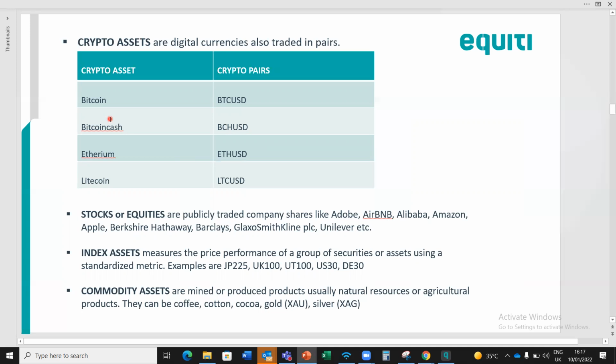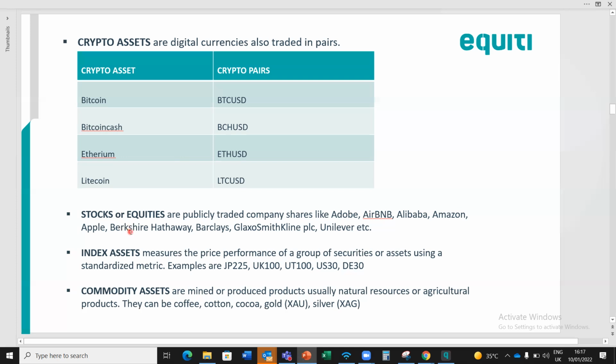But for now, these four major ones are available for everyone to spot opportunities and make the most of them. So we have Bitcoin, the symbol is BTC, paired with the United States dollar. Then we have Bitcoin Cash, BCH, US dollar; Ethereum, which is ETH, paired with the United States dollar; and Litecoin, LTC, also paired with the United States dollar.